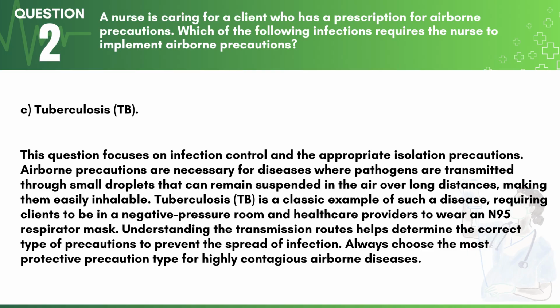Tuberculosis, TB, is a classic example of such a disease, requiring clients to be in a negative pressure room and healthcare providers to wear an N95 respirator mask. Understanding the transmission routes helps determine the correct type of precautions to prevent the spread of infection. Always choose the most protective precaution type for highly contagious airborne diseases.